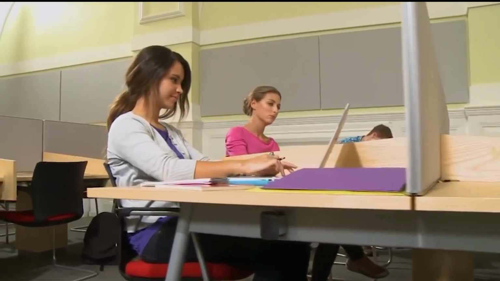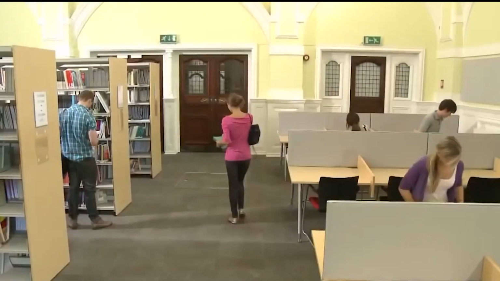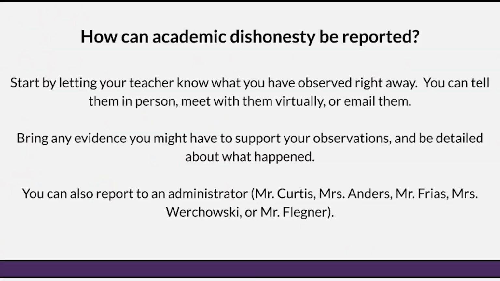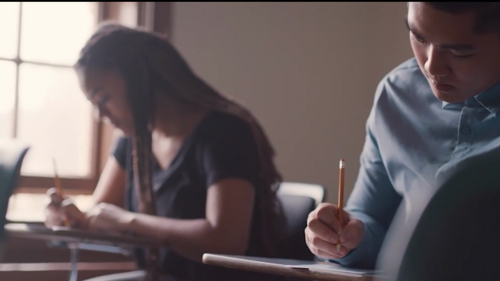How can academic dishonesty be reported? Start by letting your teacher know what you've observed right away. You can tell them in person, meet with them virtually, or email them. Bring any evidence you might have to support your observations and be detailed about what happened. You can also report to an administrator, Mr. Curtis, Ms. Anders, Mr. Frias, Ms. Rachowski, or Mr. Flegner.